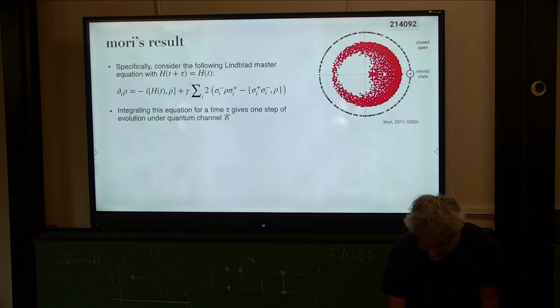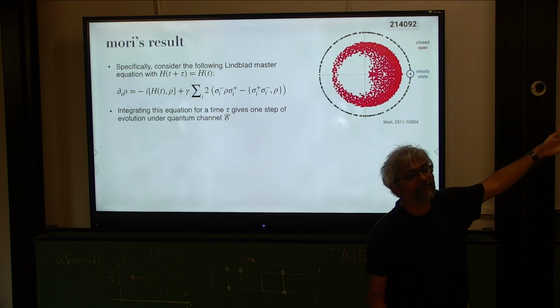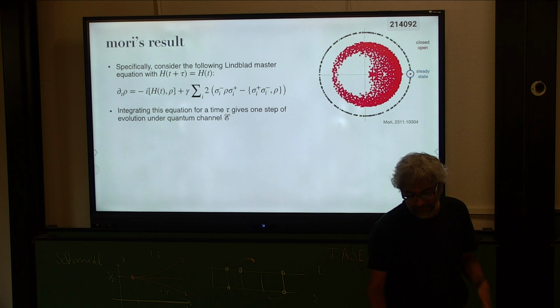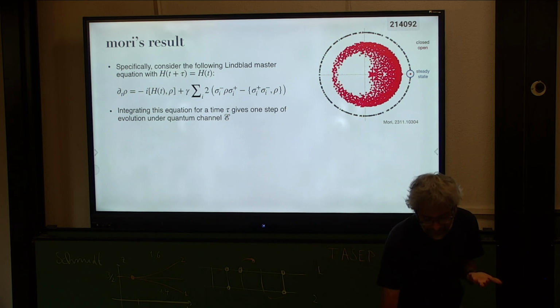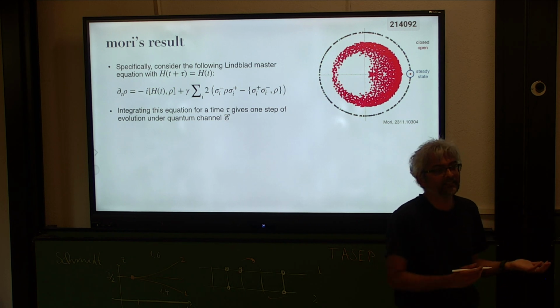So that's what this is, and this is what happens when you turn on the dissipation and keep the dissipation order 1. Now the question is, what happens when you take the thermodynamic limit, and then take the dissipation to 0?